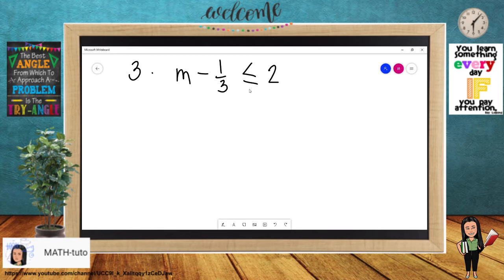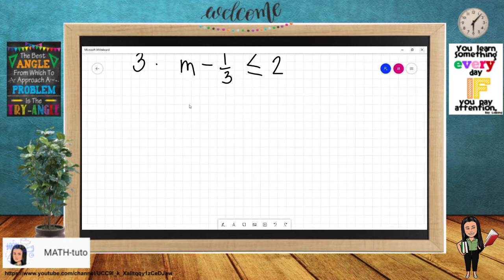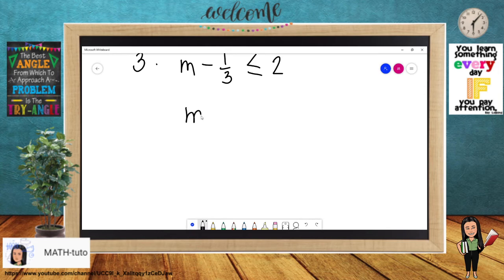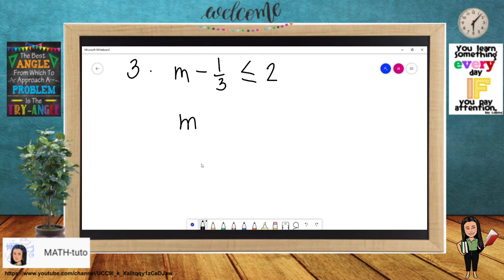But for this case, since there is just one fraction and there are not a lot of terms to be simplified, we can just add 1/3 to both sides of the equation. And it's really not that difficult. So we can do that. M, so we are adding 1/3 to both sides of our inequality. No need to write this. So m is less than or equal to 2 plus 1/3. Okay? So m is less than or equal to 2 and 1/3.